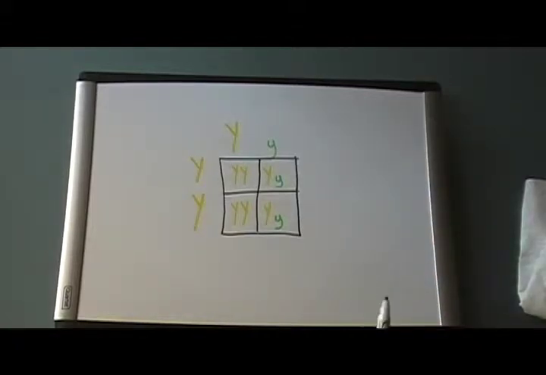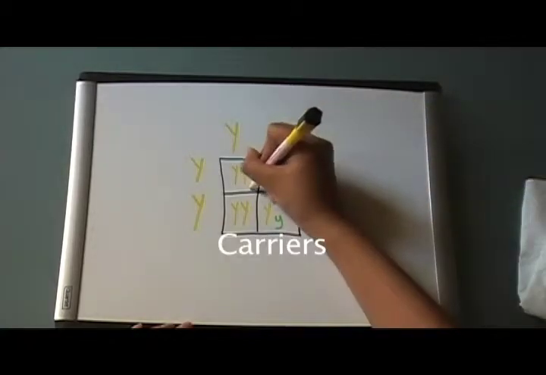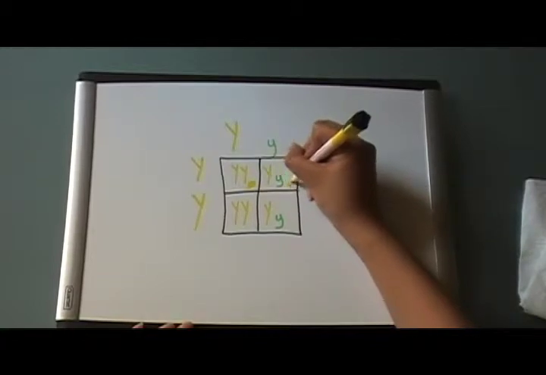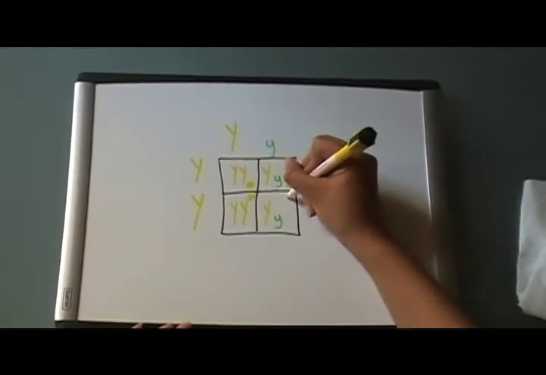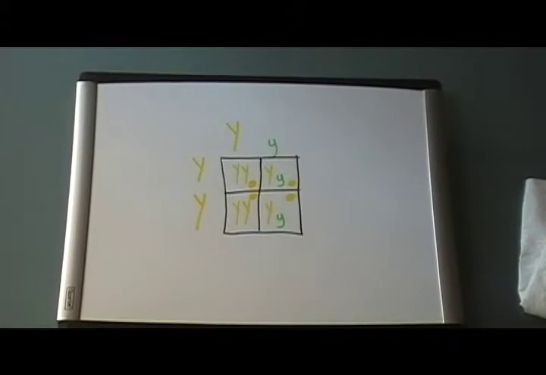But one half of the offspring, the ones with a recessive gene, are called carriers. This is because they carry the recessive allele, but because they have a dominant allele, they cannot express the recessive. This is what is called a monohybrid cross. It is called monohybrid because only one gene is being addressed.